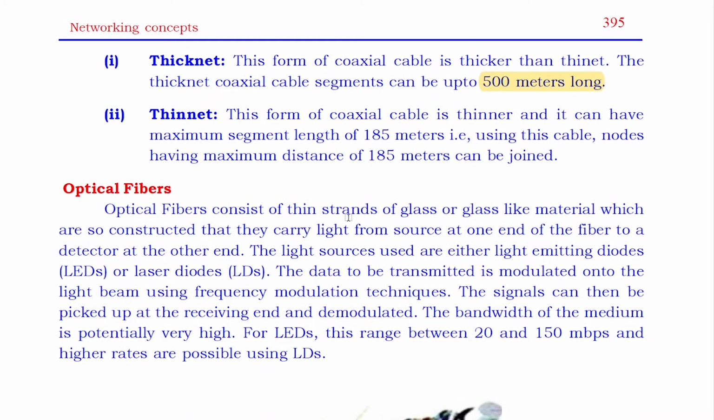Thin net, this form of coaxial cable, is thinner, and it can have a maximum segment length of 185 meters, lesser. Using this cable, nodes have a maximum distance of 180 meters that can be joined. So this is something about coaxial cables that's also commonly used.